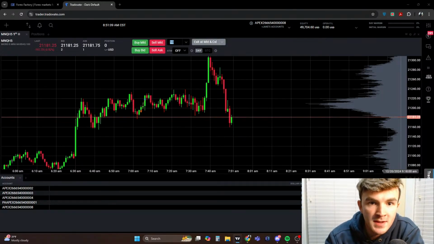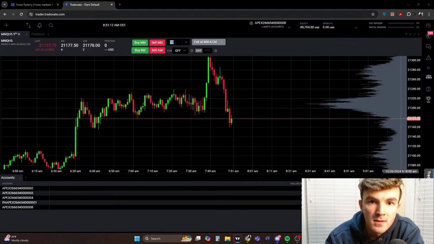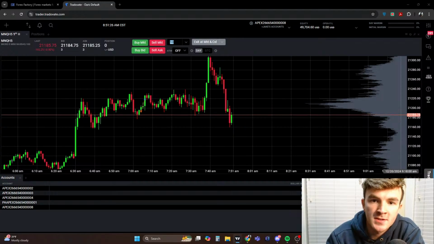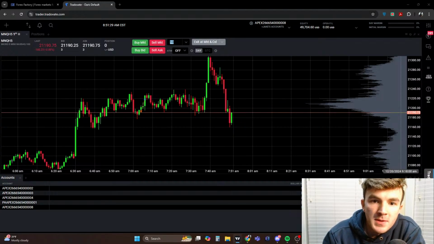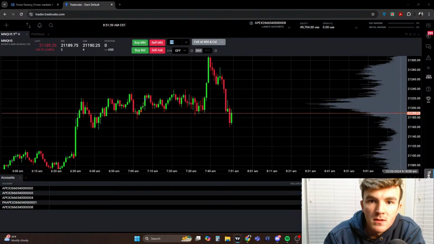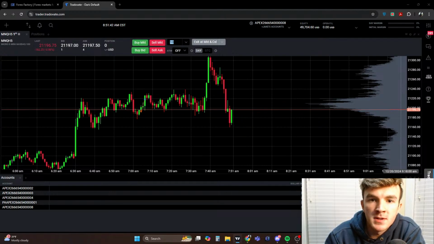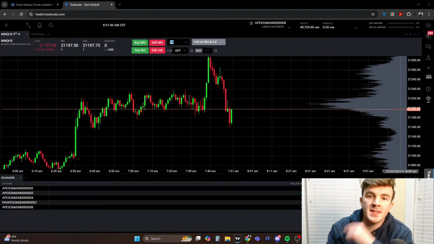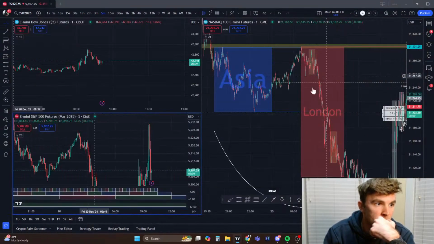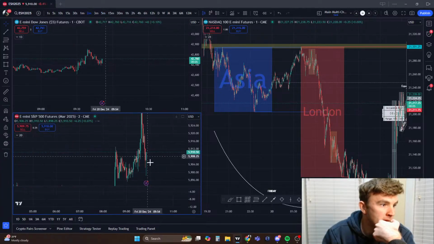Might get a BPR entry. We have any time levels here? Five-minute BPR here. Okay, wait. We might get a BPR entry, guys. We still have the equal lows, which is really nice. Maybe if we could retest midnight, that would be kind of cool. Maybe we can get low time frame SMT.